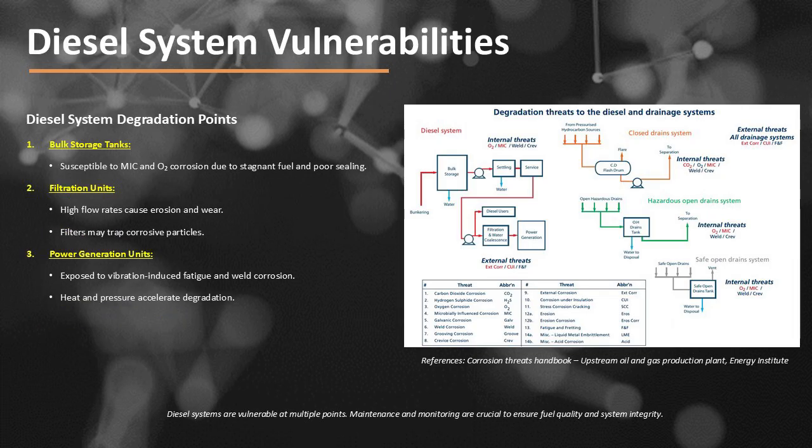Diesel system vulnerabilities. Diesel systems are vulnerable at multiple points. Maintenance and monitoring are crucial to ensure fuel quality and system integrity. Diesel system degradation points include, number 1 is, bulk storage tanks, susceptible to MIC and O2 corrosion due to stagnant fuel and poor sealing. Number 2 is, filtration units, high flow rates cause erosion and wear, filters may trap corrosive particles. Number 3 is, power generation units, exposed to vibration-induced fatigue and weld corrosion, heat and pressure accelerate degradation.